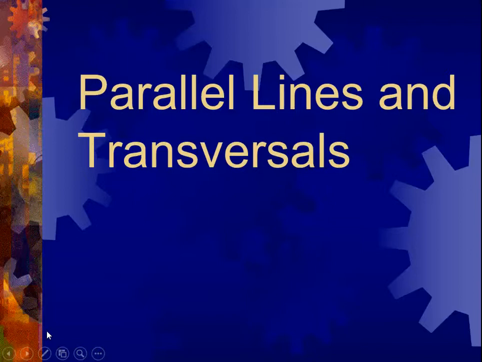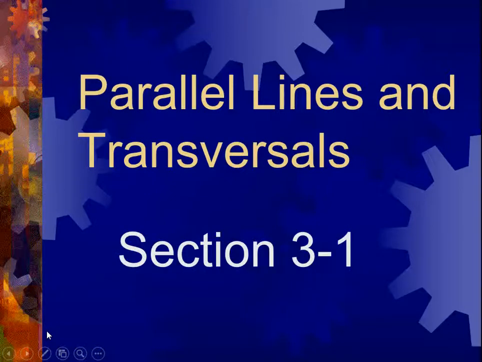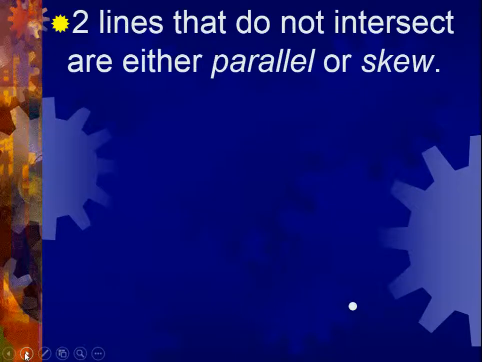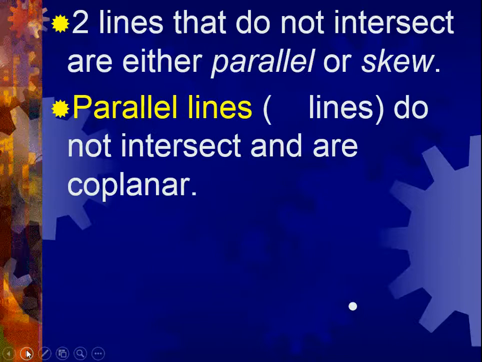Our new chapter is Chapter 3, Section 1 on parallel lines and transversals. Two lines that do not intersect can be called either parallel or skew. Two different types of lines that do not intersect. We're going to learn what the difference in those two types of lines are. Most of you are familiar with parallel lines.